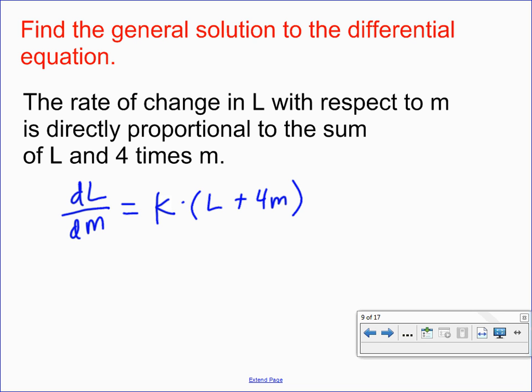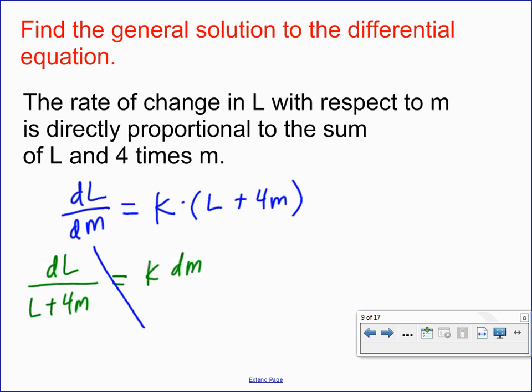The problem is that I'd still have L's and M's mixed together on the same side if I were to do that. So mathematically I could do this, but it wouldn't separate my variables. It wouldn't allow me to find the general solution. Do you see how this doesn't help us? So that's not good. What else can we do?